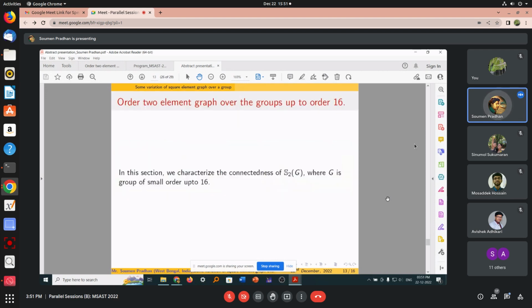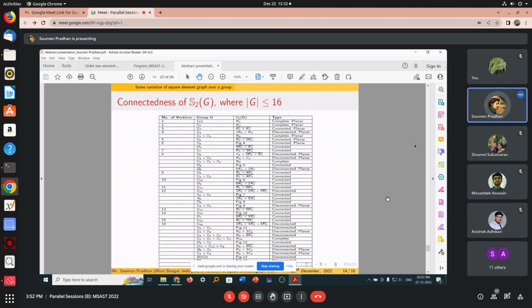And in the next section we have the order 2 element graph of finite groups up to order 16. In this section we characterize the connectedness of S to G, where G is a group of small order up to 16. Here is the table. The first column denotes the order of the group as well as the order of the vertex set of the graph, the next column denotes the group structure of the small order group, the third column describes the graph structure of S to G, and the fourth one the connectedness and planarity structure of the corresponding graphs.